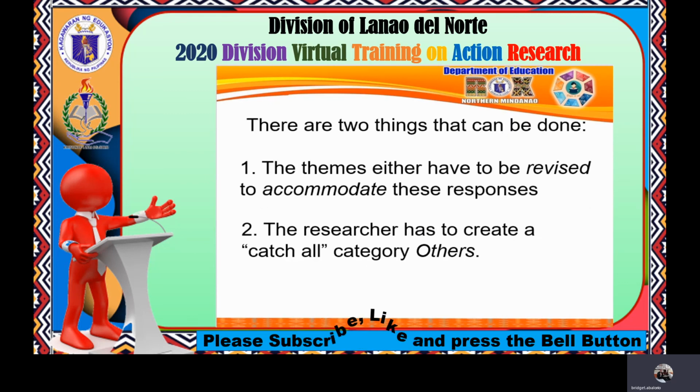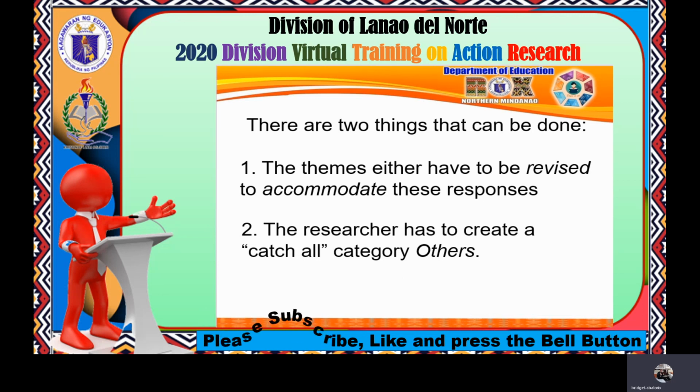There are 2 things that can be done. First, the themes have to be revised to accommodate the response. Another, the researcher has to create a catch-all category, others. Meaning to say, do not stop assigning categories, even if you already have 4 categories. Entertain them as you read and reread the responses of the respondents; maybe you can encounter some other category. Entertain all, and later on you are going to fuse or combine those categories or themes.